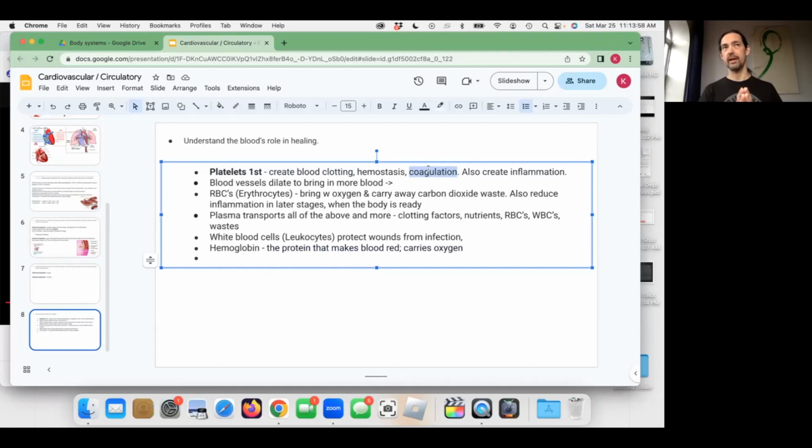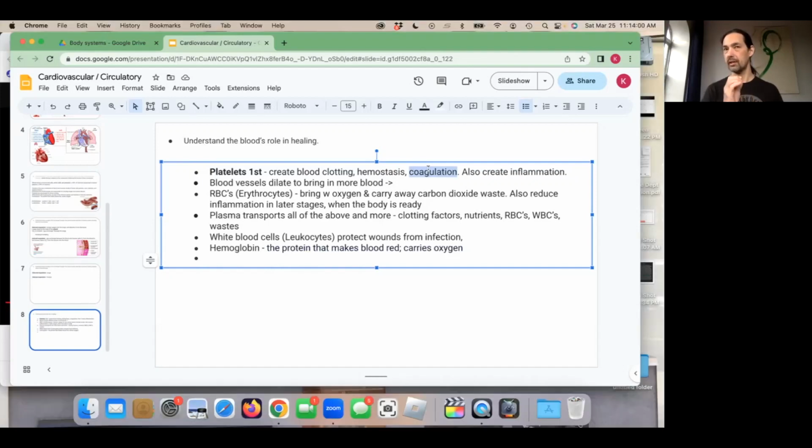Once there is a clot there, once there is coagulation there, then red blood cells can come in and they can bring fresh oxygen, and they can carry away carbon dioxide and waste. There's, you know, we're skipping over a lot of the really smaller biochemical processes. We don't need those for the MBLEx. And this is actually a good level for most practitioners to learn, in my opinion.